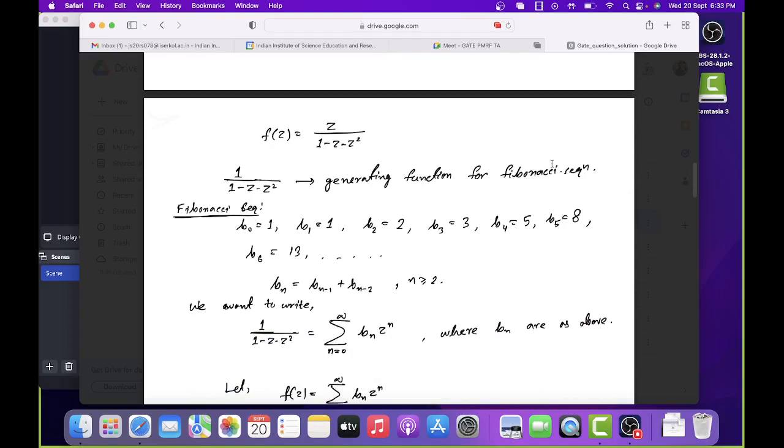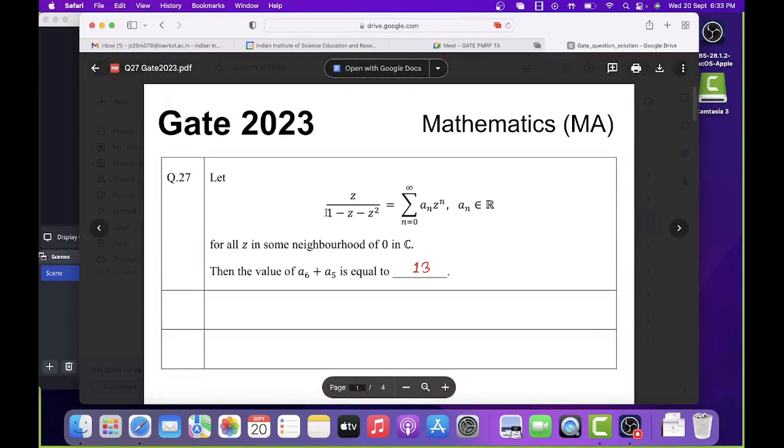For that we need one observation, what is in the denominator, 1 minus z minus z square. So look at this polynomial. If you solve for the roots of this polynomial, it has basically two roots, right? The roots will look like basically minus 1 plus root 5 by 2 and minus 1 minus root 5 by 2.